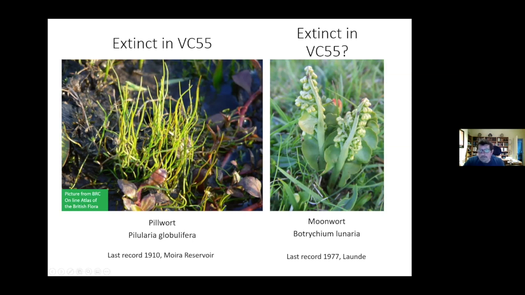But how's this one? This is moonwort. I mean, who can't like moonwort? I love it. It doesn't even look like a fern. These are the sporangia up here. It acts a bit like the adder's-tongue fern in this. The sporangia aren't on the edge of the leaf, like they are on the other ferns. They're on a special structure up here on its own. And the last record was in 1977 at Lawn by Ian Evans.